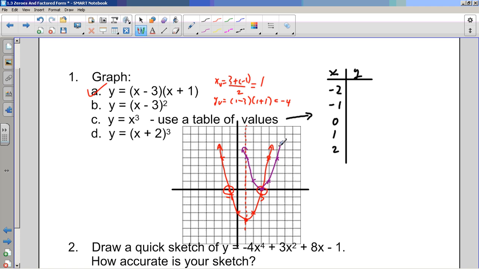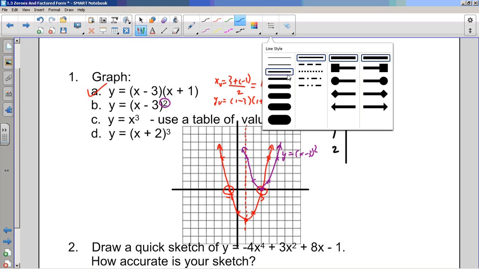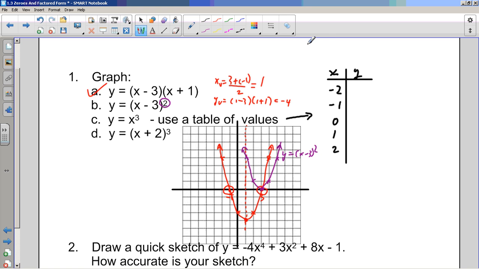What I want you to have a look at here, and I should label all these, I suppose, is the way this purple graph behaves near x equals 3. That's what we're going to be investigating today. All right, dandy. And that's just review, setting you up for today's investigation.